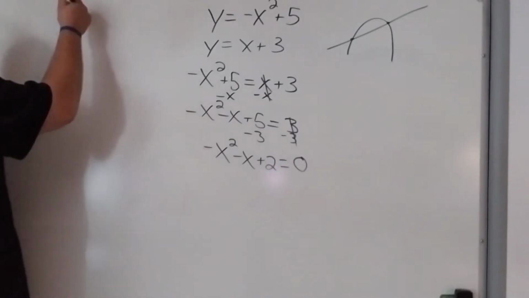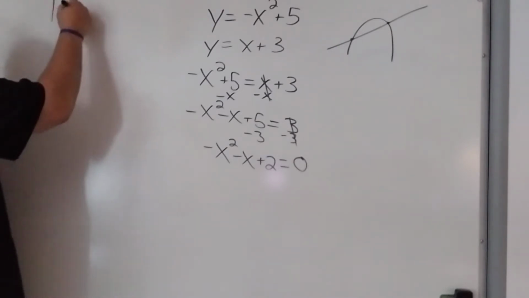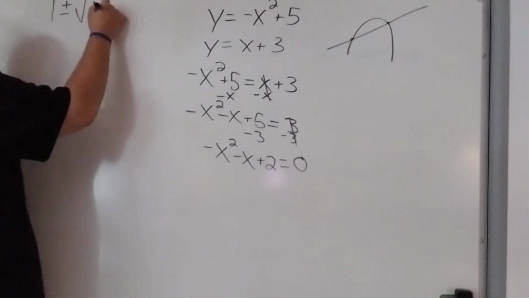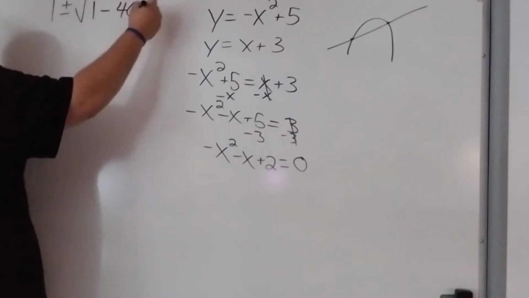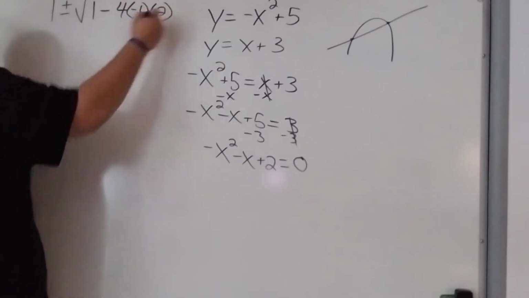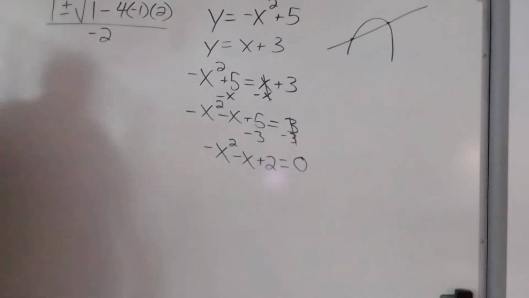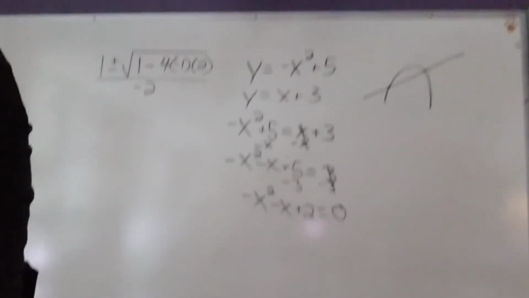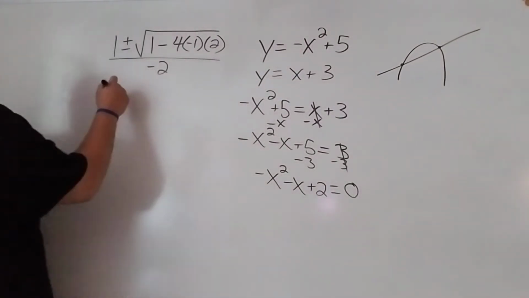So let's go ahead and set it up: negative b plus or minus the square root of b squared minus 4 times negative 1 times 2, all over 2 times negative 1, which is negative 2. So I'm just going to set it up in quadratic formula. Whoops, sorry about that. There we go. And then just solve from there.